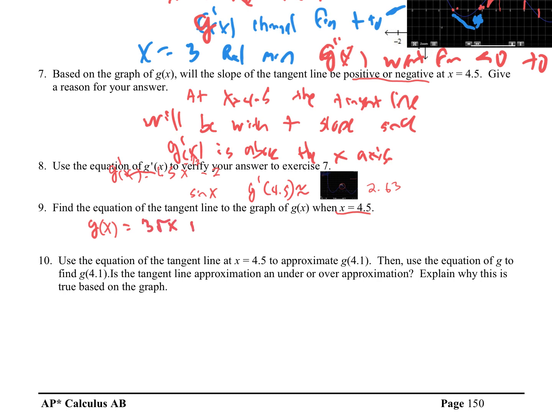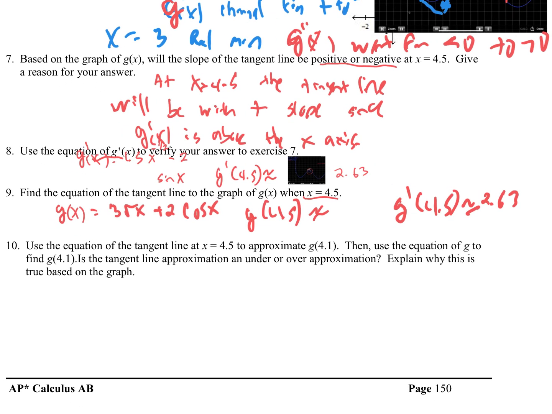3 square roots of x plus 2 cosine of x. And so I'm going to plug in g of 4.5, go to my calculator, and I'll come back with the answer. I already know that g prime of 4.5 is approximately 2.63. You know, I better practice what I was preaching. We need 3 decimal places. So I'm going to come back and make sure I put 3 decimal places for that derivative and 3 decimal places for the function. I'll be back.